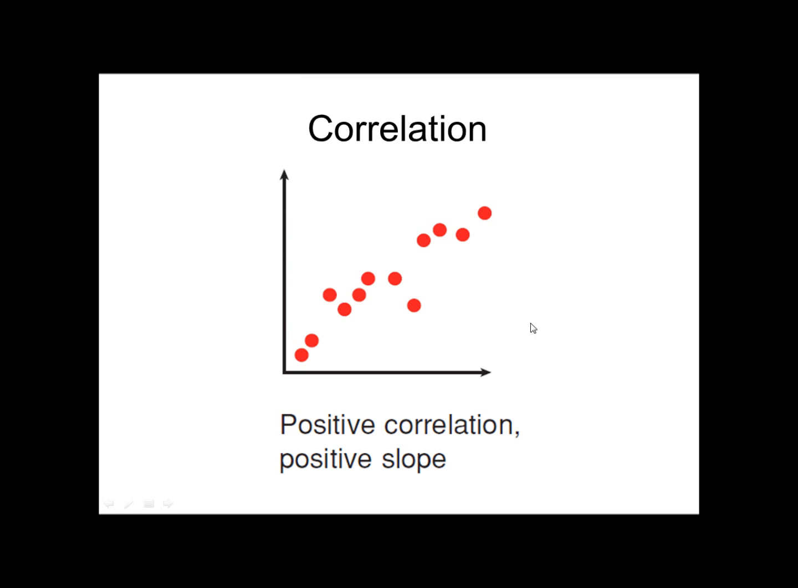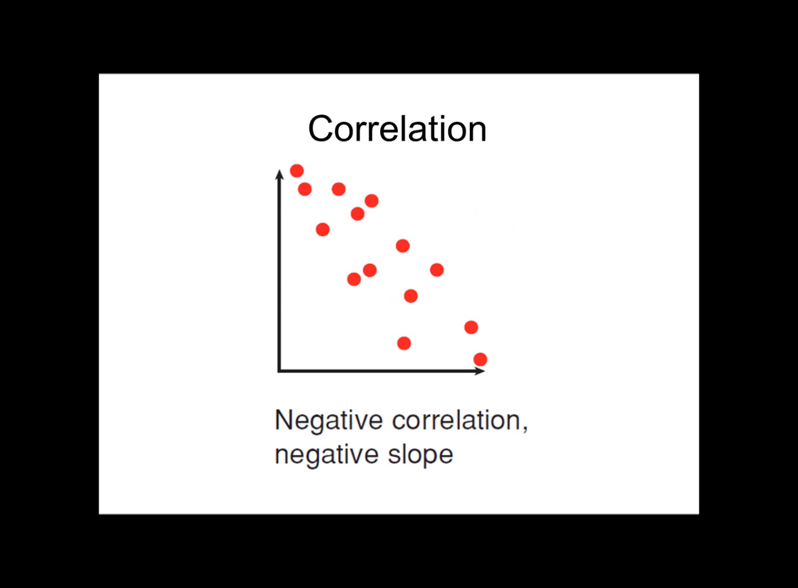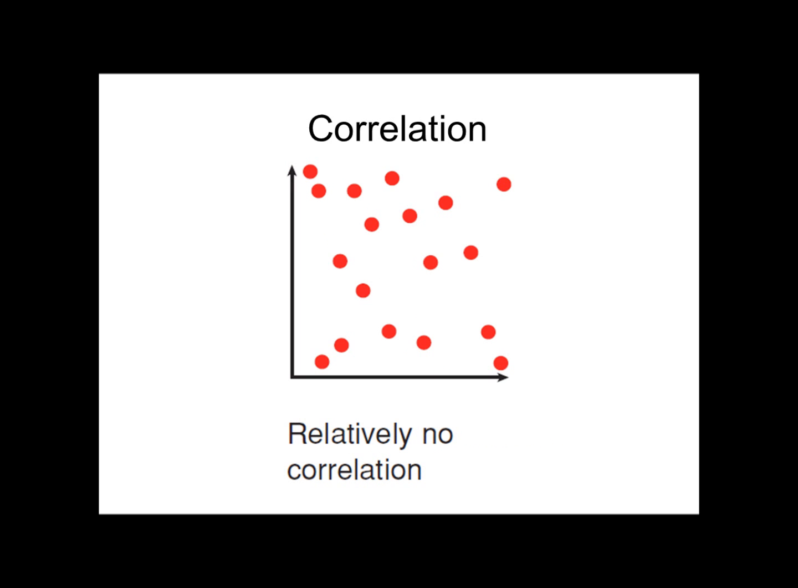Now, a correlation, basically we can have three types. This is what we would refer to as a positive correlation, meaning that the data goes up and to the right. This data is a negative correlation, meaning that the data goes down and to the right. If we were to draw a line through this, it would have a negative slope. This data has no relative correlation. Basically, we can't say whether it's going up or down. It's just kind of random data.